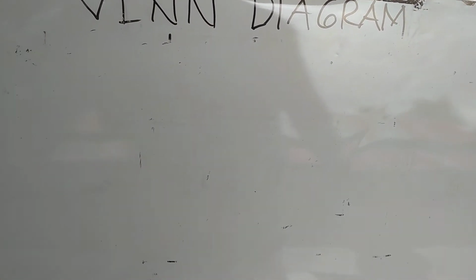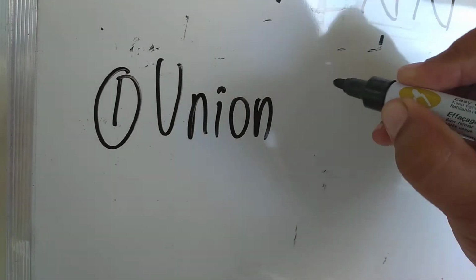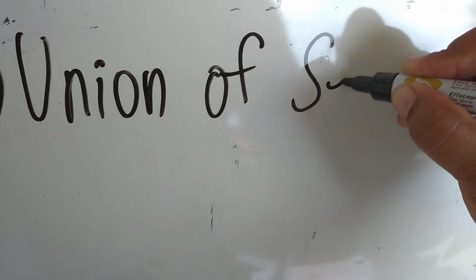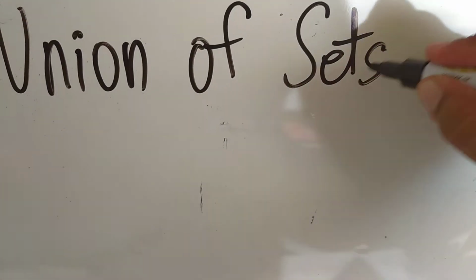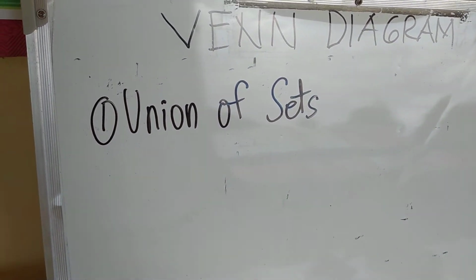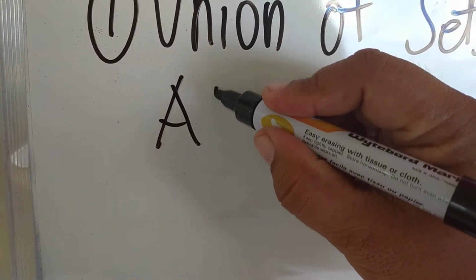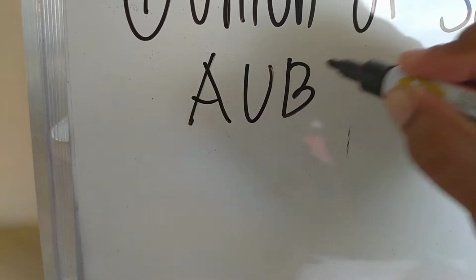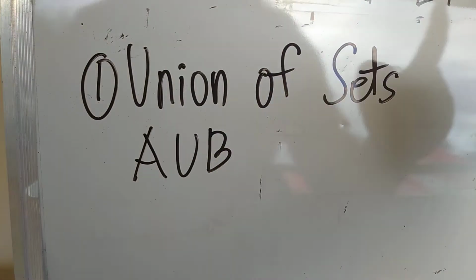So a Venn diagram may also be used to show set operations. Okay, so we have here what we call the union of sets. So if we have A union B, we are going to illustrate this using a Venn diagram.